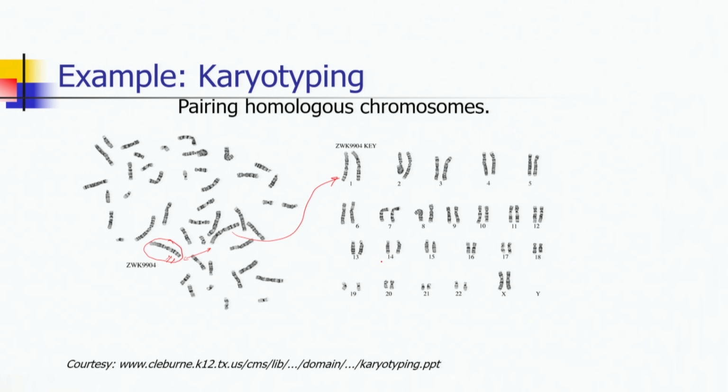So, this task, can you automate it? Those manual operations, can you automate them? That is what is called pairing of homologous chromosomes.